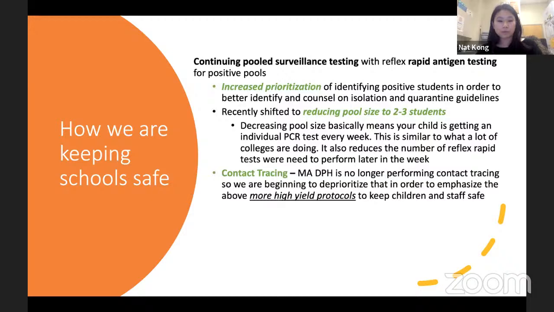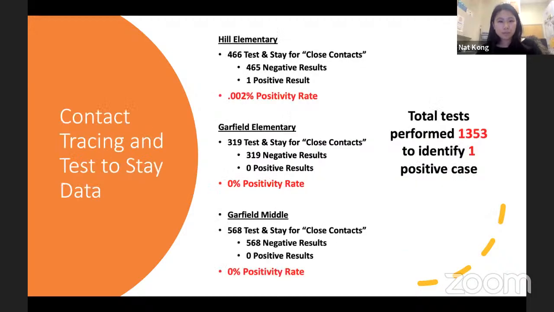I'm going to take it a step further too, all right, to show you the data for contact tracing, okay? In our system currently, if a student tests positive in a pool, and if we find them in a reflex rapid test, the protocol is to find their close contacts and then to do the test to stay, which is the 5-day rapid test every day. Do that for 5 days straight. We actually were doing that before for, I think, 7 days at the start of the school year, and then that got shortened recently with the new CDC changes.